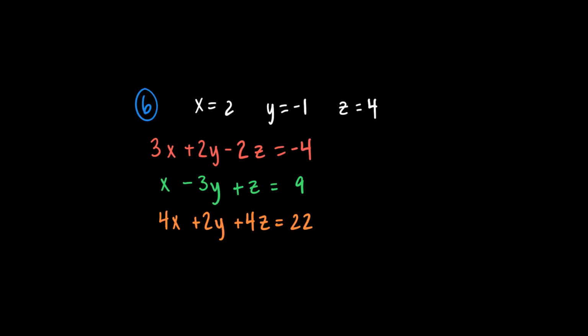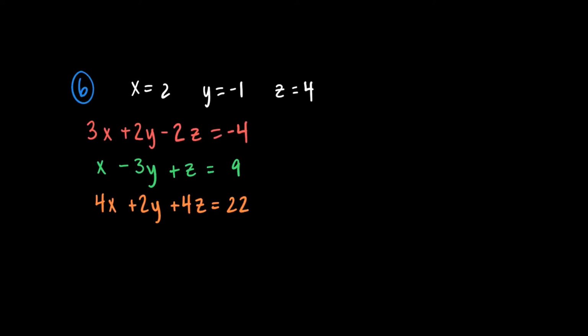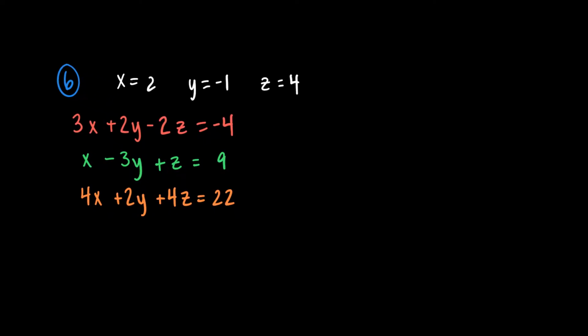So let's check these. All right, so on the red equation, we've got 3x plus 2y minus 2z is supposedly equal to -4. And let's fill in our numbers. So we know x is 2, y is -1, and z is, oh, I accidentally put the z in there.